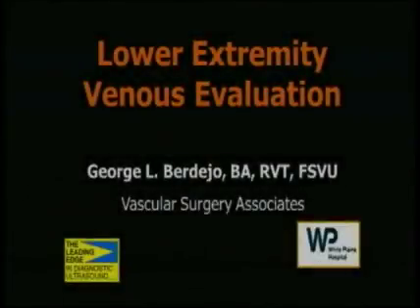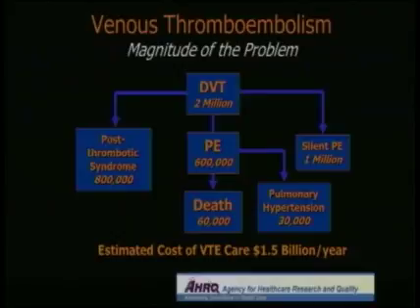Hi, today I will be discussing the use of duplex ultrasound for evaluation of patients with suspected lower extremity deep vein thrombosis. Venous thromboembolism is a huge problem in the United States today. There are approximately 2 million cases of deep vein thrombosis reported each year. The post-thrombotic syndrome, of course, is a long-term complication of deep vein thrombosis, with approximately 800,000 cases of post-thrombotic syndrome reported each year. Pulmonary embolus is noted to occur in about 600,000 patients every year, with about 60,000 deaths related to pulmonary embolus.